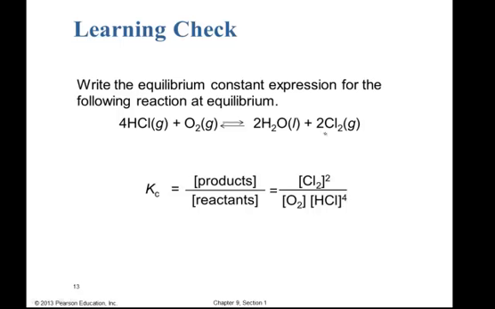So my other product would be Cl2, its concentration squared because it has a coefficient of 2. My reactants are going to be oxygen, so here's oxygen, and then HCl, and it's going to be to the 4th power because it has a coefficient of 4.